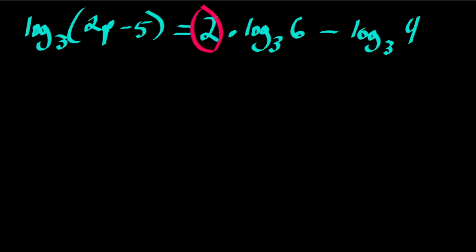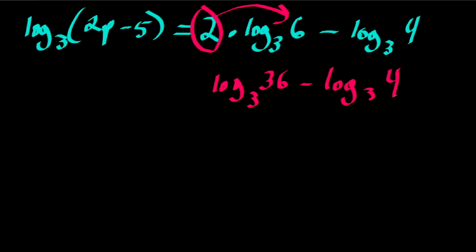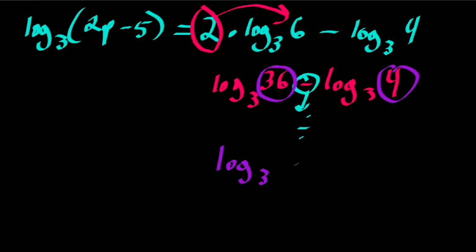If a 2 is multiplied in front of a logarithm, you can condense this by making 2 the exponent for that 6. So this would become log base 3 of 6 to the second power, and 6 to the second power would be 36. And then we would have our minus log base 3 of 4. Now we need to continue condensing because we want to be left with a single logarithm on each side. So now we have subtraction, and remember subtraction tells us when we condense to divide. So we're going to say log base 3 of 36 divided by 4, which is 9.